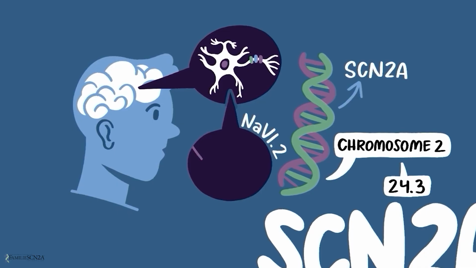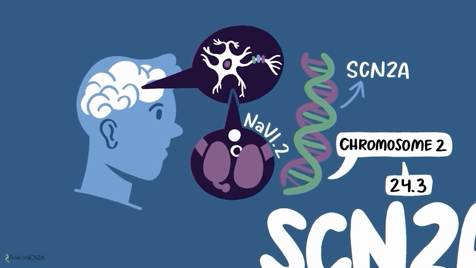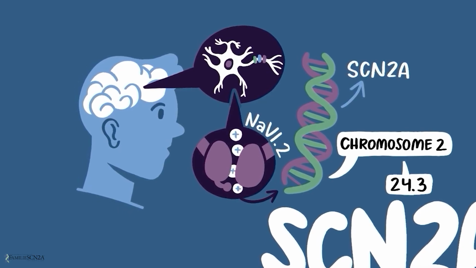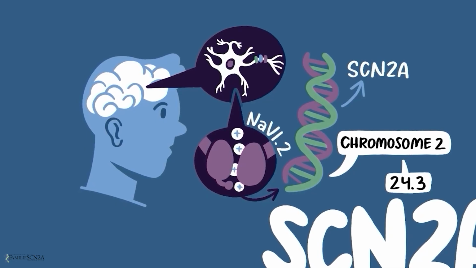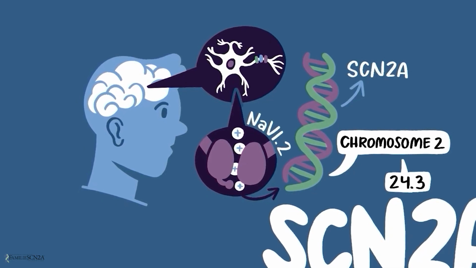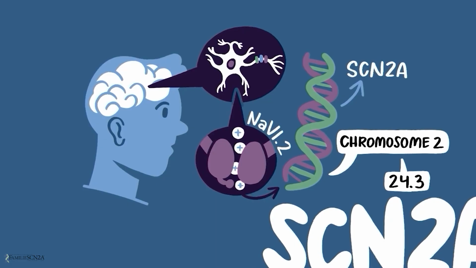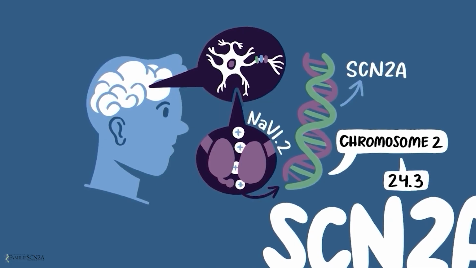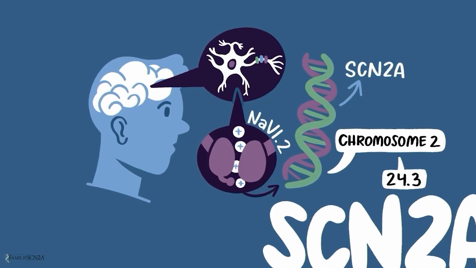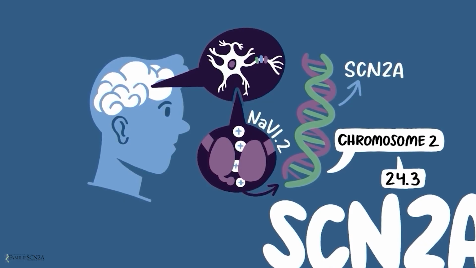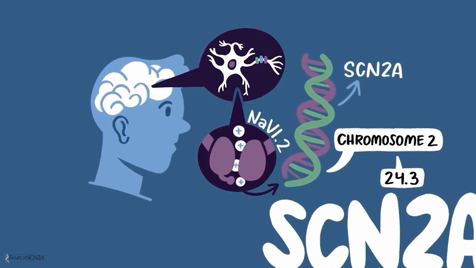ion-conducting subunit of the brain sodium channel designated as NaV1.2. These sodium channels open briefly, allowing sodium ions to flow into neurons of the central nervous system, causing those neurons to fire and send electrical signals to other parts of the body. In other words, they generate action potentials important for nerve impulses that are critical for a properly functioning nervous system.